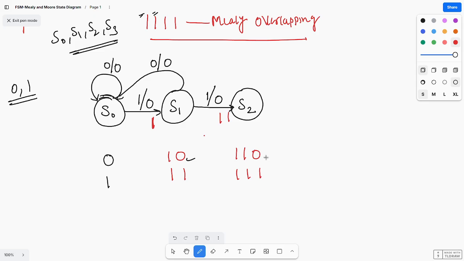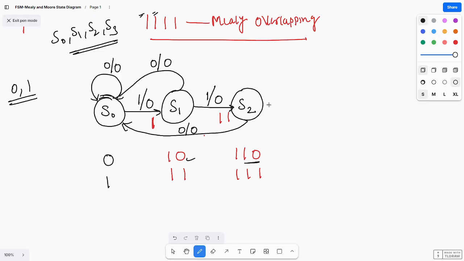If it is 1 0, I need to check for 3 bits, 2 bits, like that. 1 0, wherever it is matching anywhere in this. 1 0 is not matching, and 0 is where it is matching. So 1 1 0 means here it will go to S0. Input is 0 and output is 0. I didn't get the sequence.